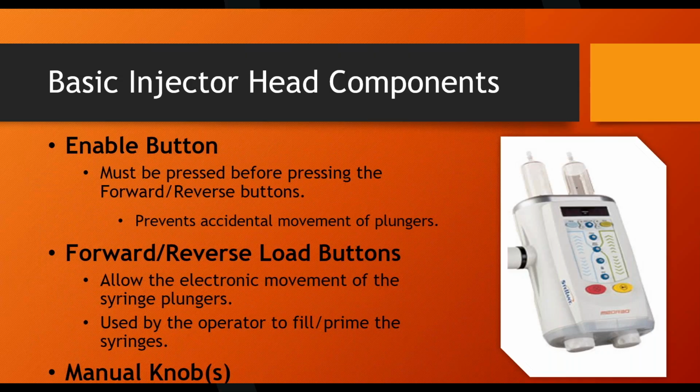For filling and priming. Yep. The other way to move the pistons up and down is they can do it manually, and then you're going to use a manual knob. I just want to move it forward a few milliliters or whatever. If you're going to move it significantly, you use the forward reverse button. If I just want to get a little air bubble out, that's what you typically use the manual knobs for. Any questions on that so far?